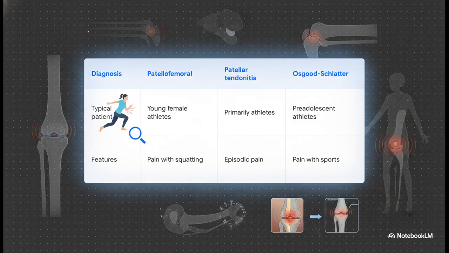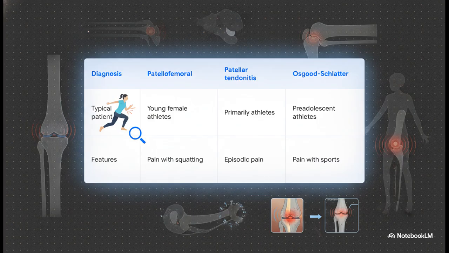This matrix right here is incredibly high yield for evaluating anterior knee pain in young athletes. It essentially forces you to compare distinct presentations based on symptom timing and focal tenderness. Patellofemoral syndrome hits young female athletes with subacute or chronic pain that gets way worse with squatting, running, stairs, or even just prolonged sitting. Patellar tendinitis, also known as jumper's knee, gives you episodic pain and highly specific tenderness exactly at the inferior patellar tendon.